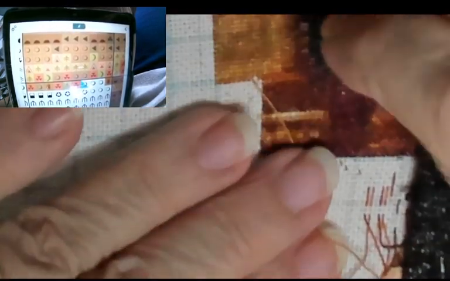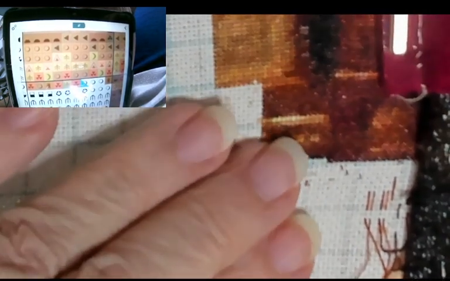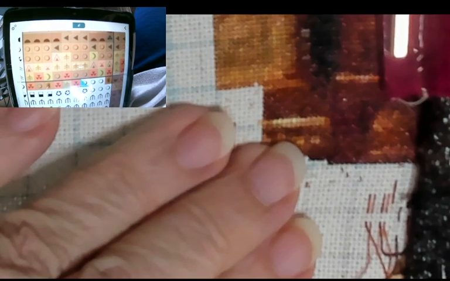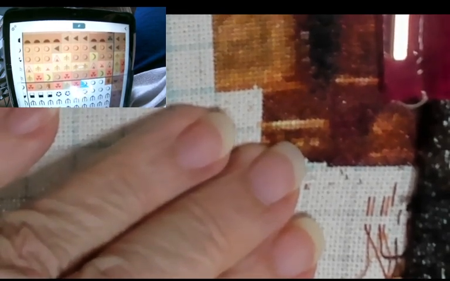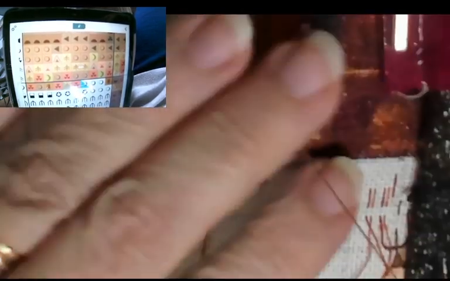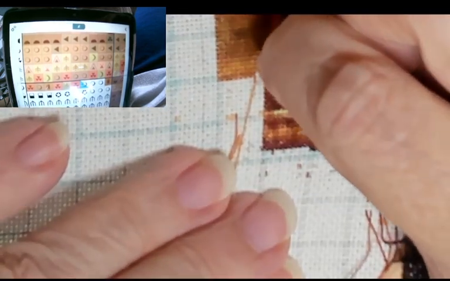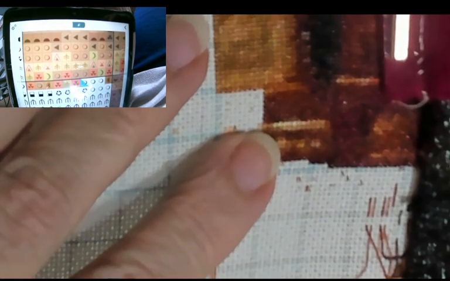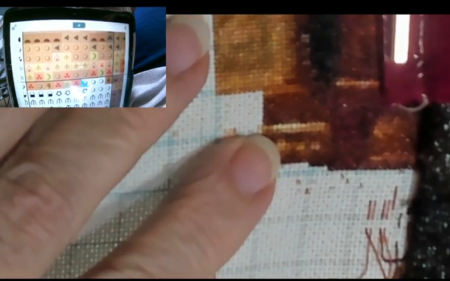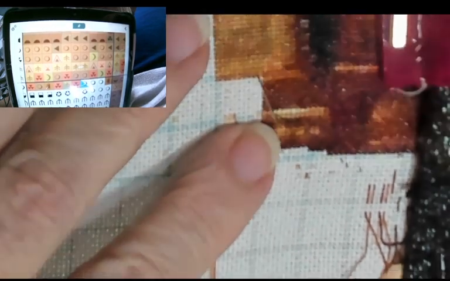I can stitch faster if I do cross country. The downside of that is I lose my place, I make more mistakes. I get stitches where they don't belong, and the thing is, you don't find it until you put in the next color, and it's like, wait a minute, it's supposed to be an empty spot here, and it's not.